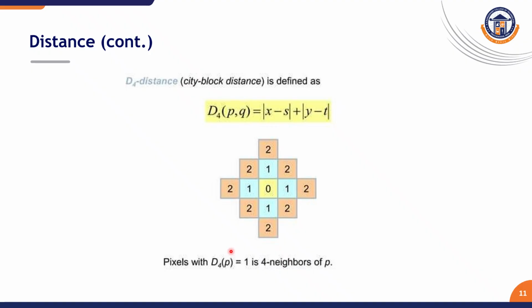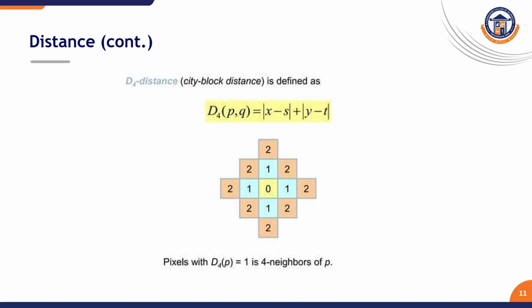And next is the pixels with d4 of p, that is, the horizontal and vertical neighbors can be represented here as 1 1 1 1, and the diagonal pixels are represented by 2 2 2 2. So the nearby is 1 and the other is 2. This is represented by d4 of p comma q equal to mod of x minus s plus mod of y minus t.